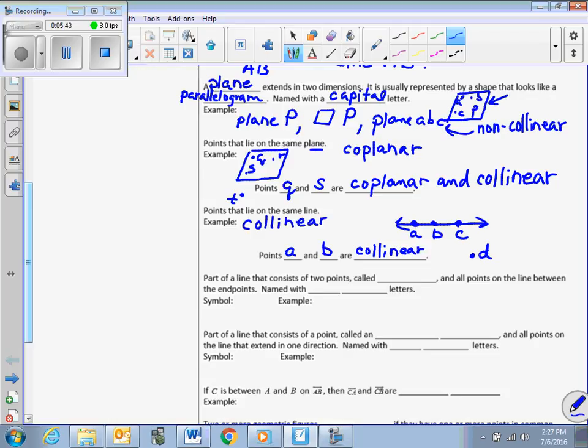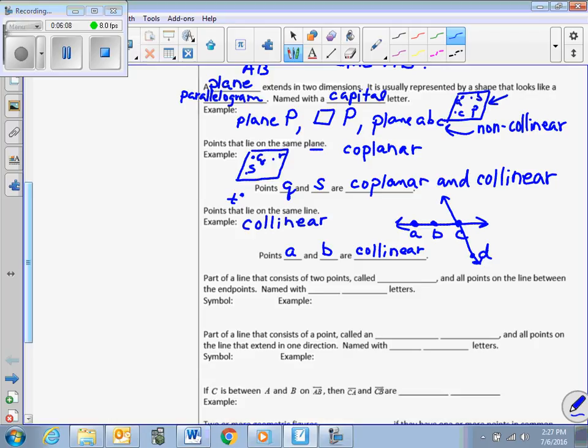Points B and C are collinear. Points A and C are collinear. And how about D? Is it collinear with A, B, and C? No. How about D? Is it collinear with point C? Well, sure, because I could draw this line right here, right? Any 2 points, remember, any 2 points will define a line. Any 3 points will define a plane.